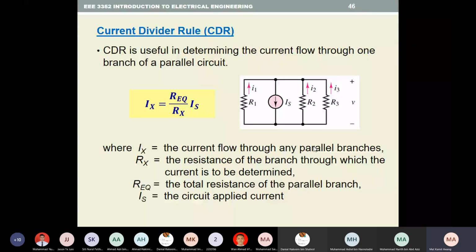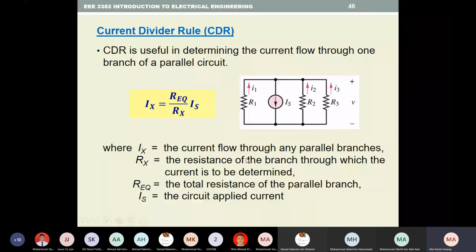So the basic formula is Ix is equal to R equivalent divided by Rx times Is. You see, this formula is actually the reverse of the voltage divider rule. Voltage divider rule was Rx over R equivalent times Vs, whereas current divider rule is R equivalent divided by Rx times Is.